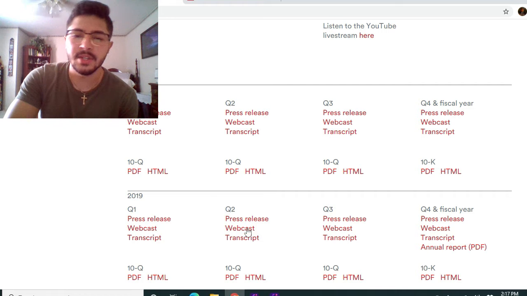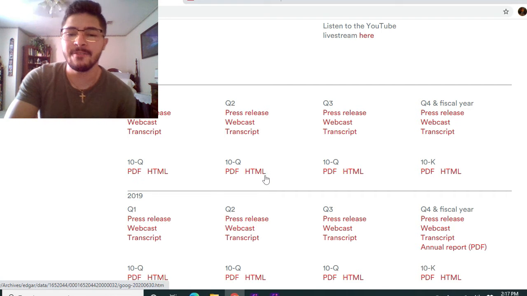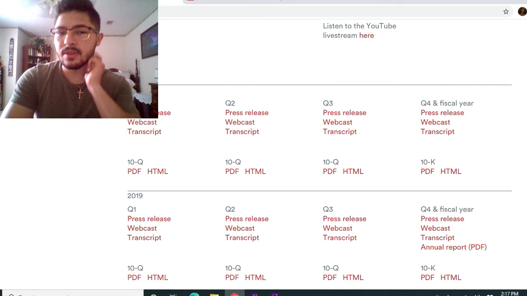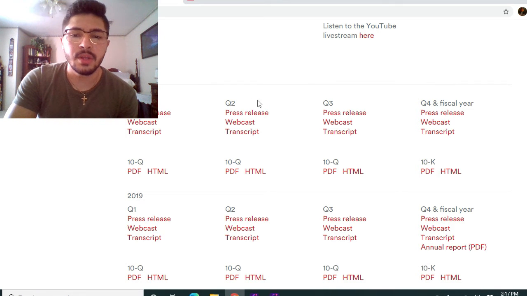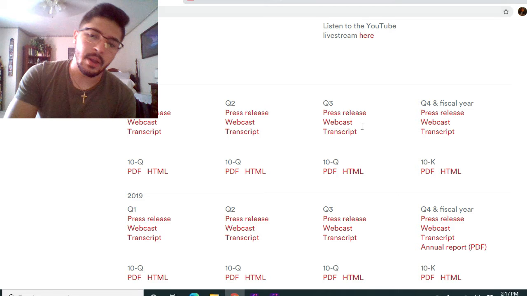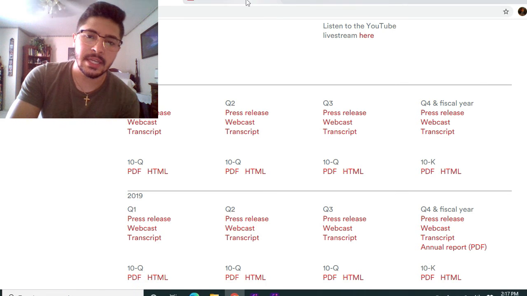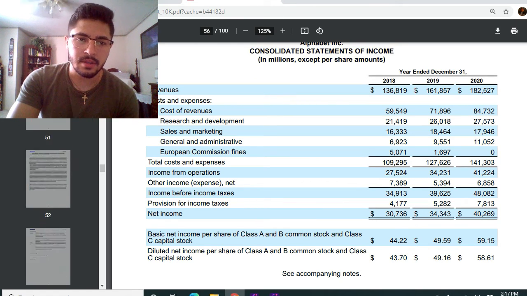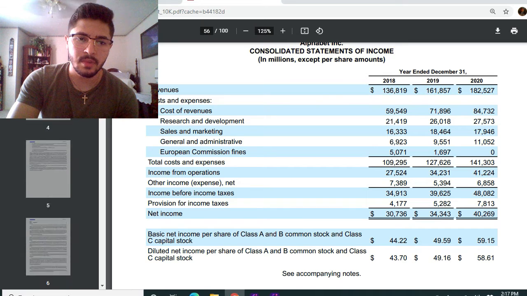Whenever it takes you here, you want to click on any PDF file. If you want to see the quarters, usually put it in quarters. So you could click Q1, Q2, Q3, or Q4. Usually I do Q4 because it shows me the whole fiscal year. So I just hit the PDF file for the 10-K, and actually I'll take y'all to where it actually took me.